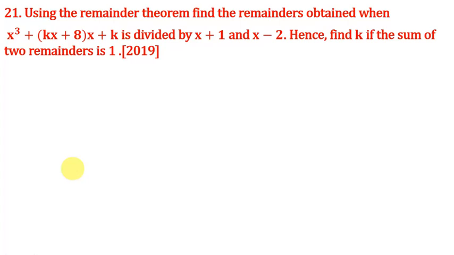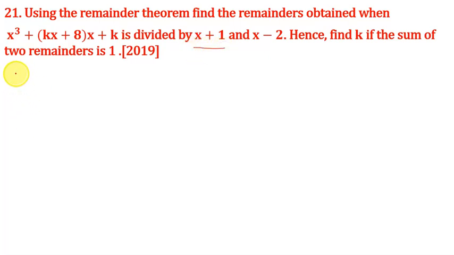Now, using the remainder theorem, find the remainders obtained when x cube plus kx plus 8, bracket complete, into x plus k is divided by x plus 1 and x minus 2. Hence find k if the sum of the remainders is 1. Now first of all, we divide the polynomial by x plus 1.